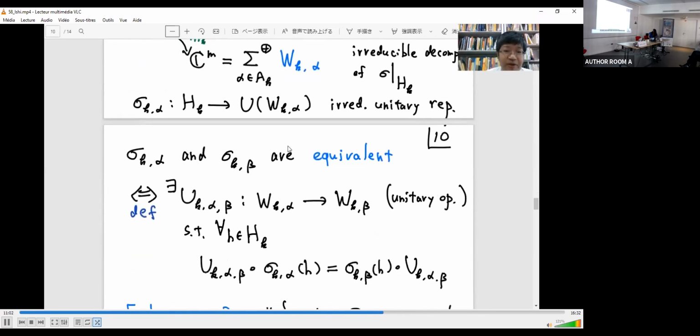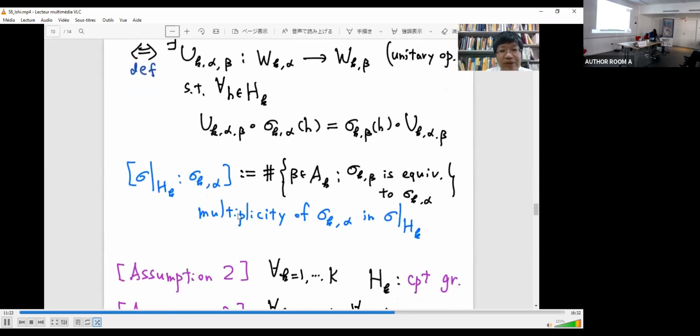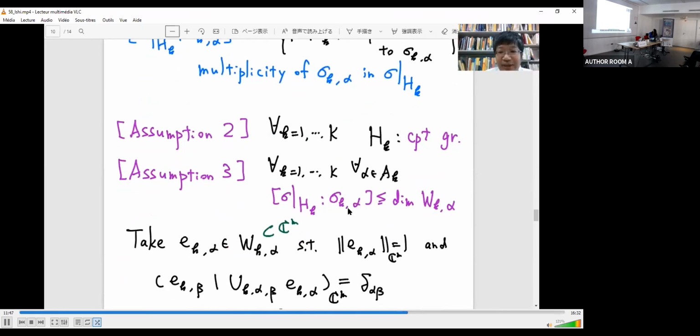this W_k alpha. So we say that the representations sigma_k alpha and sigma_k beta are equivalent if there exists a unitary operator which intertwines the action of H_k on W_k alpha and W_k beta in this way. And the multiplicity of sigma_k alpha in sigma is the number of beta such that sigma_k beta is equivalent to sigma_k alpha. Then the second assumption is that the stabilizer H_k is compact, and the third assumption is that the multiplicity is smaller than or equal to the dimension of W_k alpha.